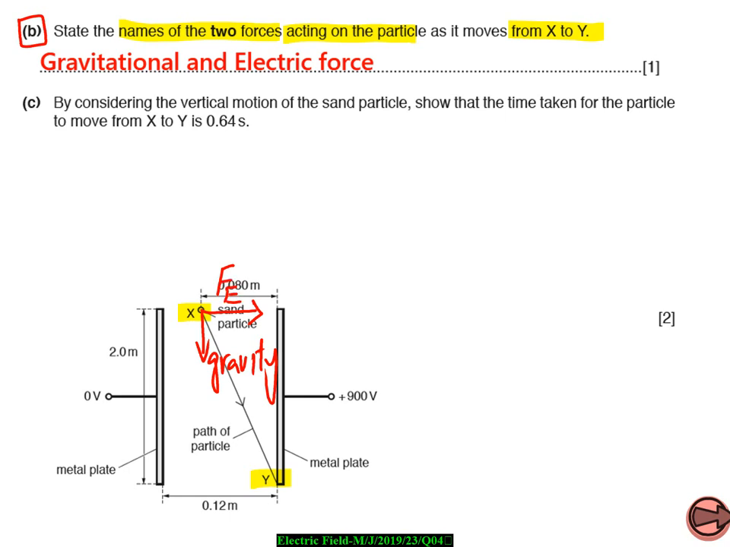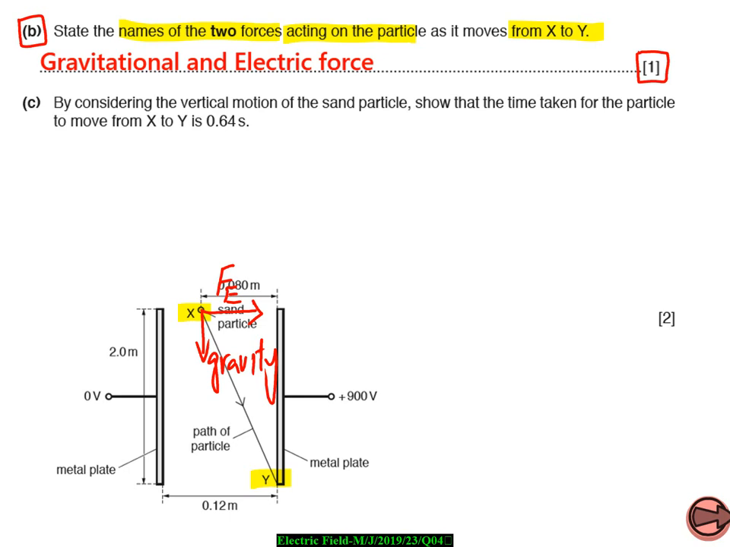Now, if we have an understanding of this, these two forces mean the force on the particle due to the gravitational field and the force on the particle due to the electric field. So then we can simply answer this question. This is how we can answer, and this question has only 1 mark. If we write the names of these two forces, we will get 1 mark. So let's move on to the next part now.